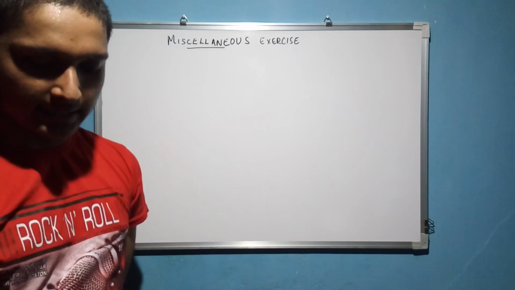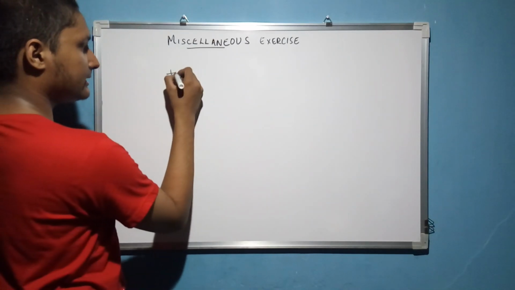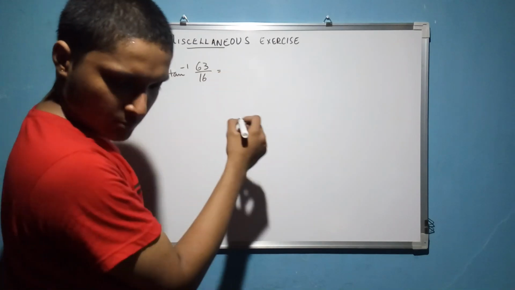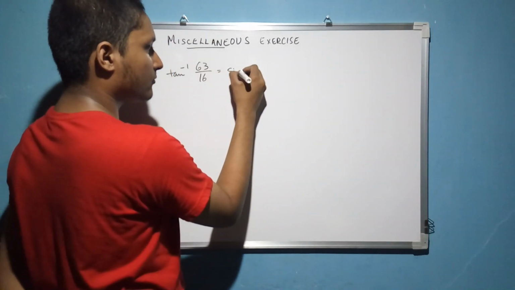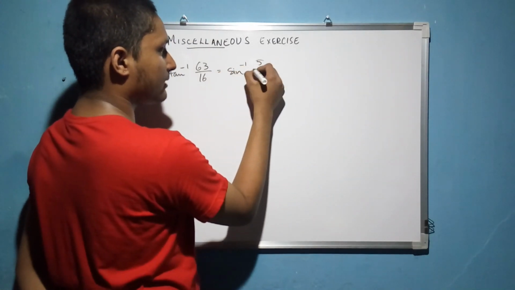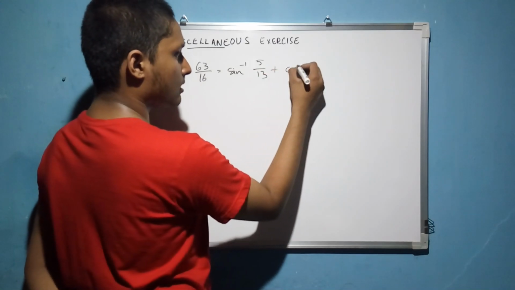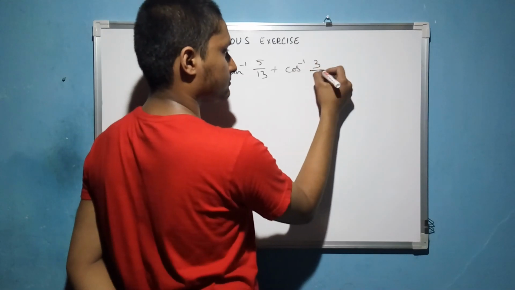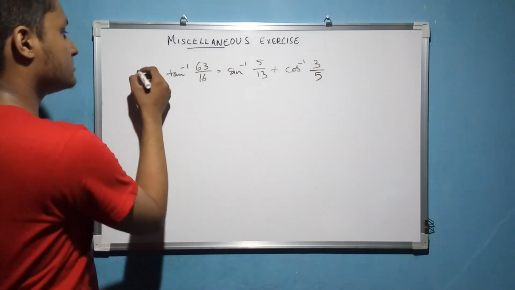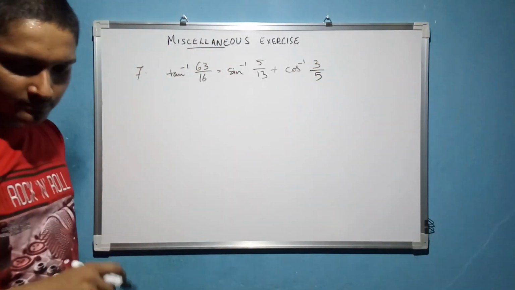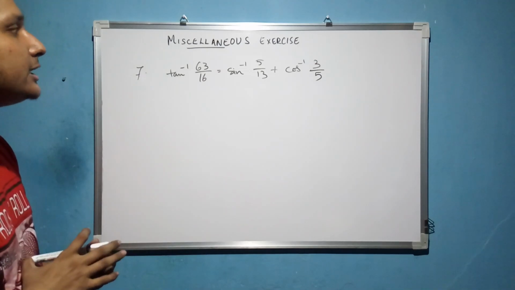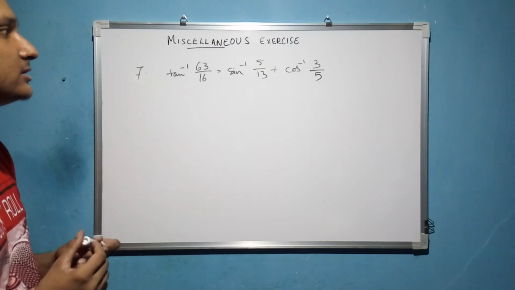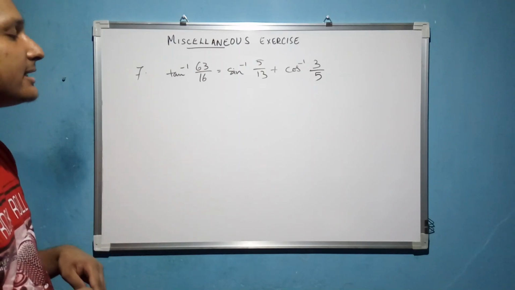How we are going to get that? Tan inverse 63 divided by 16 is equal to sine inverse of 5 by 13 plus cos inverse of 3 by 5. Okay, this was the seventh question. So now we need to take the right hand side and come to the left hand side. So we need to take the tan of the right hand side.